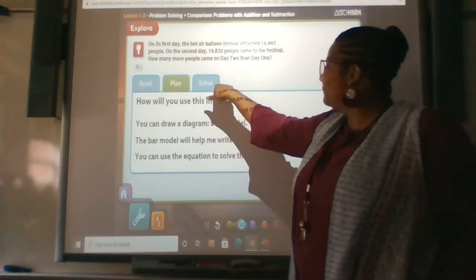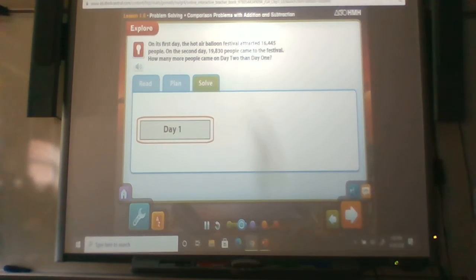Let's go. Since we are comparing the number of people for the 2 days, let's place one bar above the other so we can compare them. Here's a bar for day 1. Since day 2 had more people than day 1, show it a little bit longer and above the other one. Since we're comparing the number of people, this space shows the difference between the 2 days. We can use a bracket to show this amount.